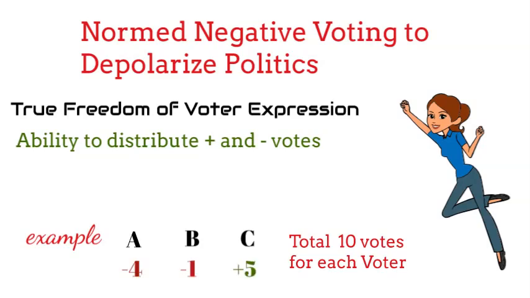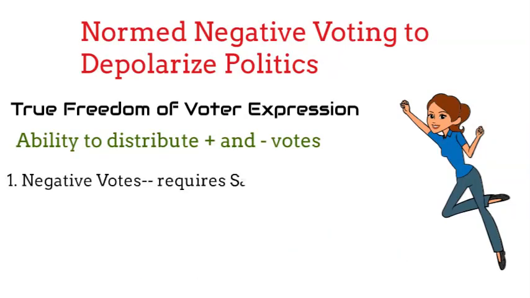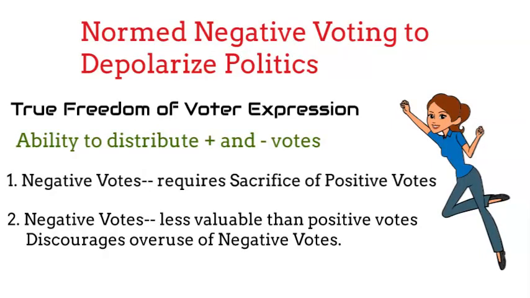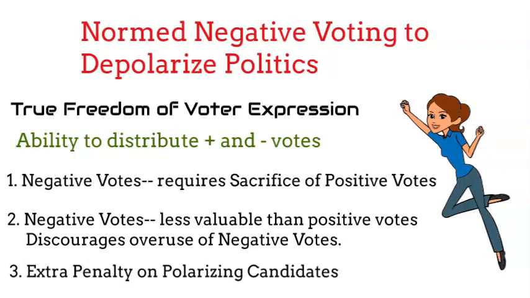In this voting system, if a voter gives negative votes to some candidate, that has to come as a sacrifice of positive votes to a preferred candidate. So, the voters are constrained. Further, the negative votes can be made less valuable than positive votes if the negatives are overused. At the same time, extra penalty can be imposed on polarizing candidates.